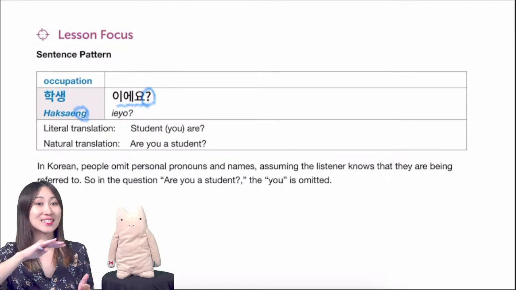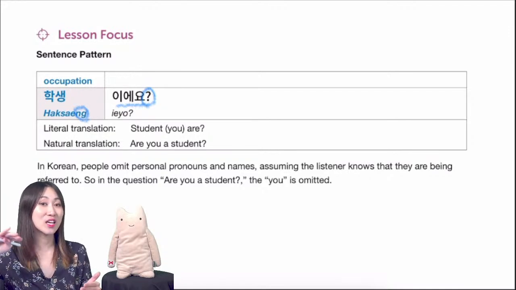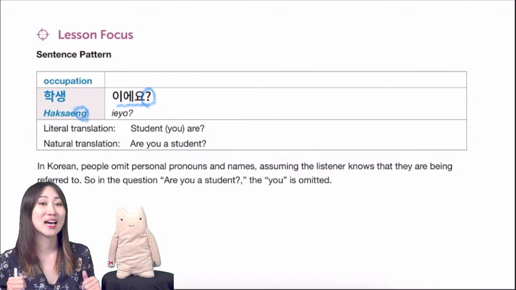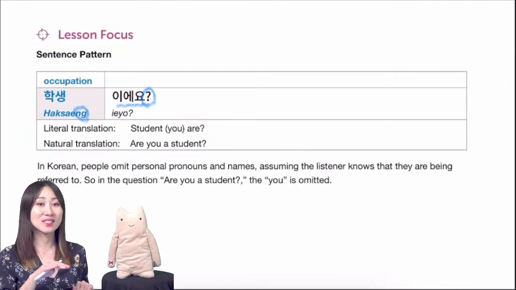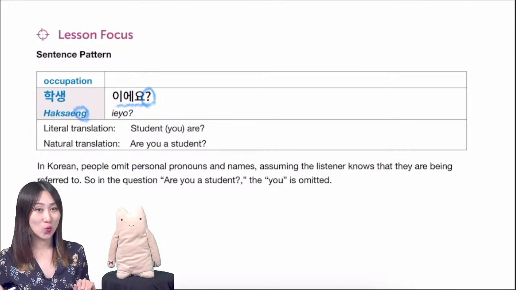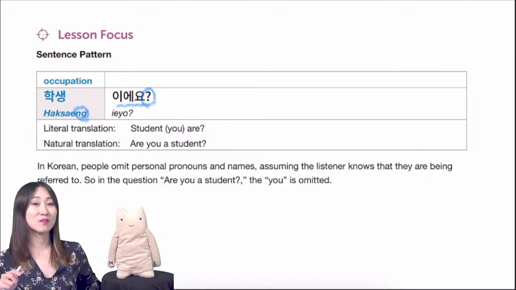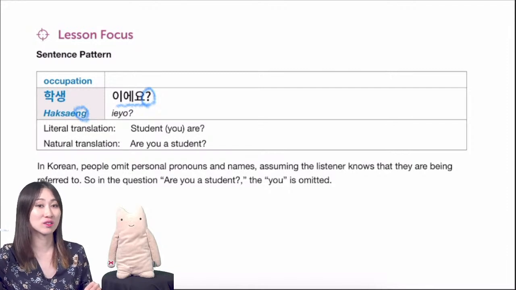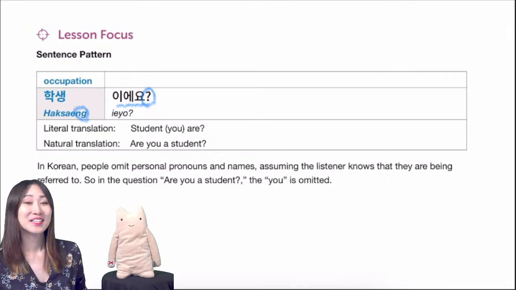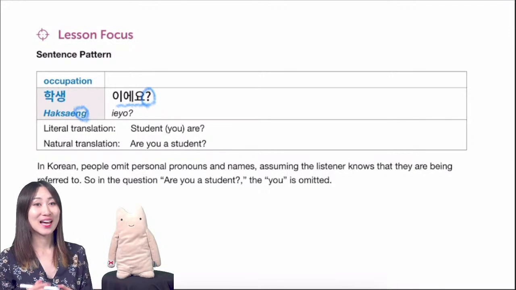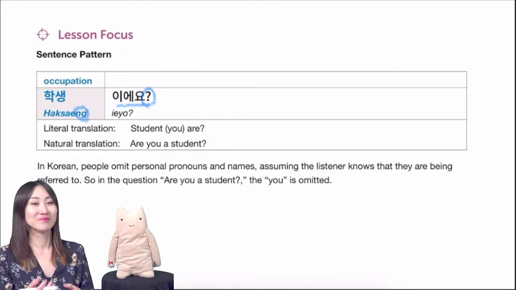학생이에요? Then you know that this is a question. But if I don't raise the intonation, then you know that this is a statement. Like 학생이에요. That means I'm a student. Again, if you use a rising intonation, that becomes a question. If you use flat intonation, that becomes a statement. Korean is so simple. So 학생이에요? Are you a student? 학생, student. 이에요, are, is, be, am.